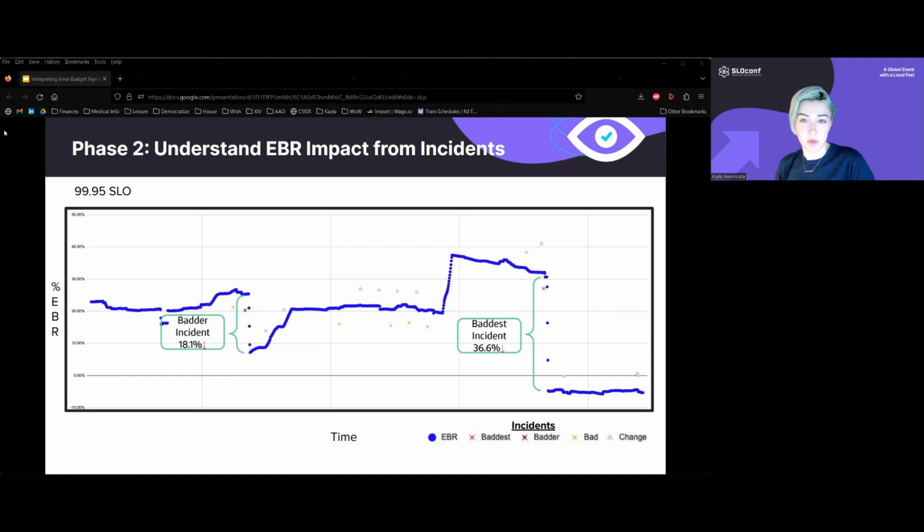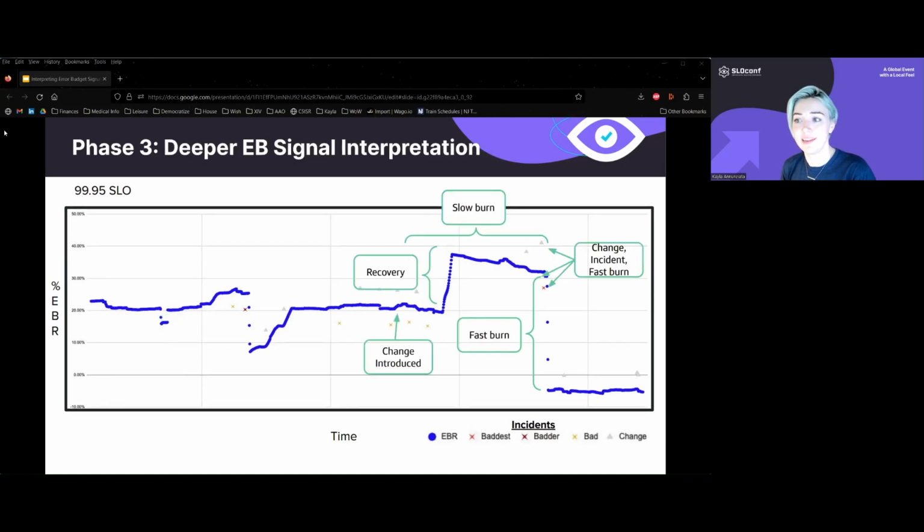To take it a step further than just looking at some of those more outlier pieces of data, step three, dig into the interpretation of your error budget signal. Maybe look at some of the more nuanced behavior on it. Outside of just your error budget remaining over time, this includes not only your incident overlays, but some of the changes that you introduce to your production environment. Whether that could be a code change, an infrastructure change, whatever it may be, you can look at how a change introduced in this specific example actually drove a slow burn of your error budget remaining over time.